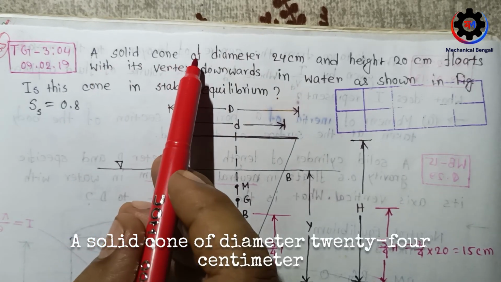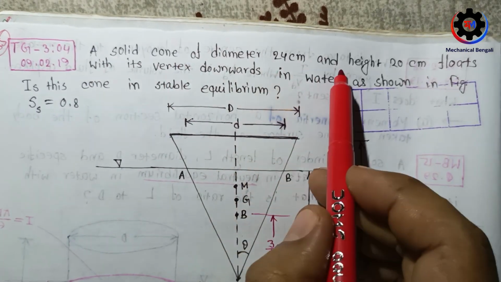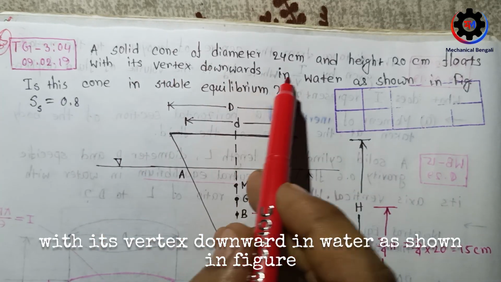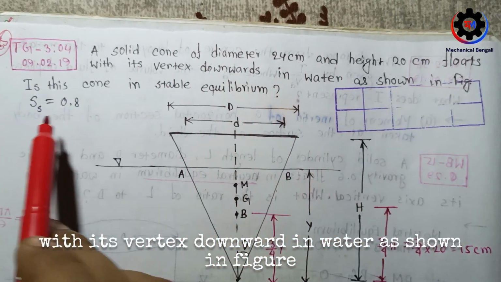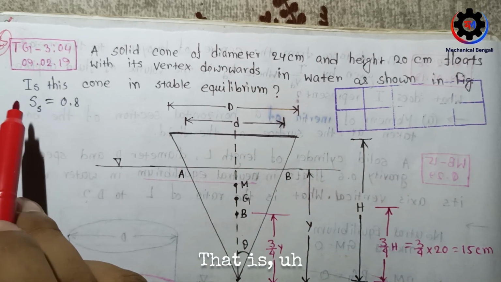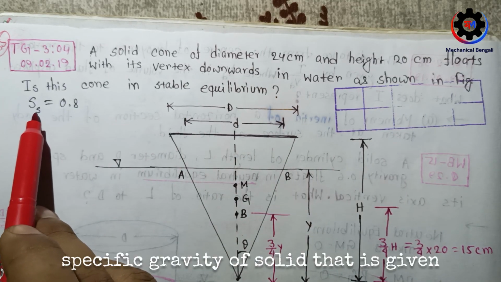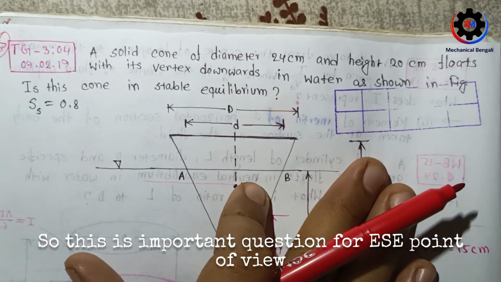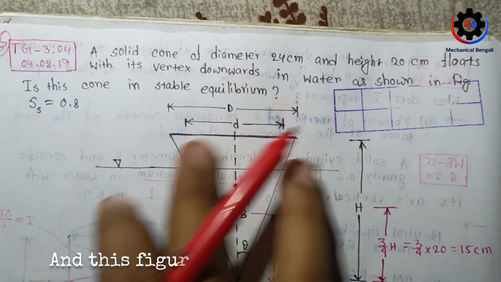A solid cone of diameter 24 centimeter and height 20 centimeter floats with its vertex downward in water, as shown in the figure. Is this cone in stable equilibrium? The specific gravity of the solid is given as 0.8. This is a very important question from the ESE point of view, and this figure is given in this question.